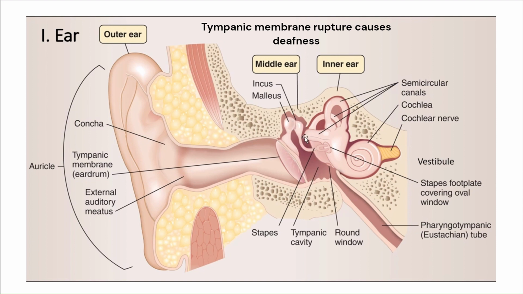The middle ear is a cavity. It contains some ossicles. Ossicle means small bones. So these are three ossicles here: malleus, incus, and stapes. The malleus is connected to the tympanic membrane. The incus is connecting the malleus with the stapes, and the stapes is connected to an area called the oval window, and that oval window separates the inner ear from the middle ear.